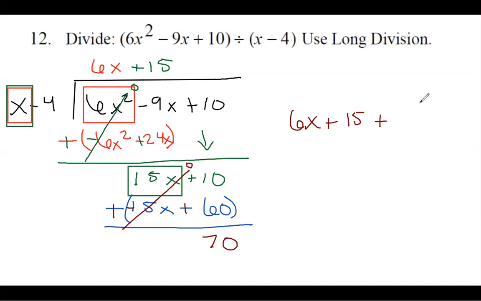What's our remainder? 70. And what's our divisor? X minus beautiful 4.